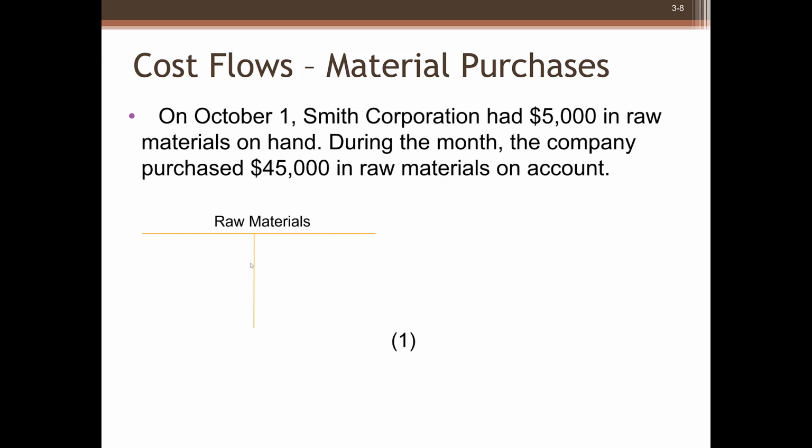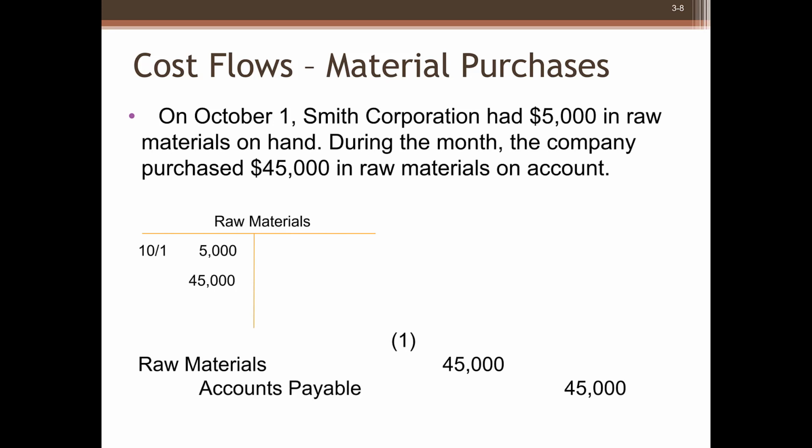For the T account of raw materials, we have a beginning balance on the debit side, 5,000. The company purchased 45,000, so we debit 45,000 under raw materials, and we credit the payable account. The journal entry here, we debit raw materials 45,000 and we credit accounts payable 45,000.